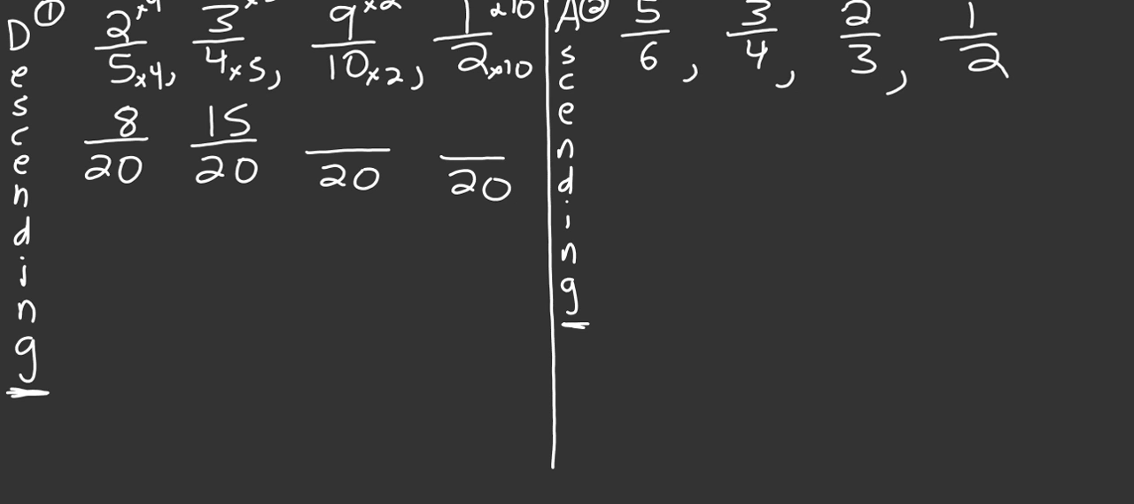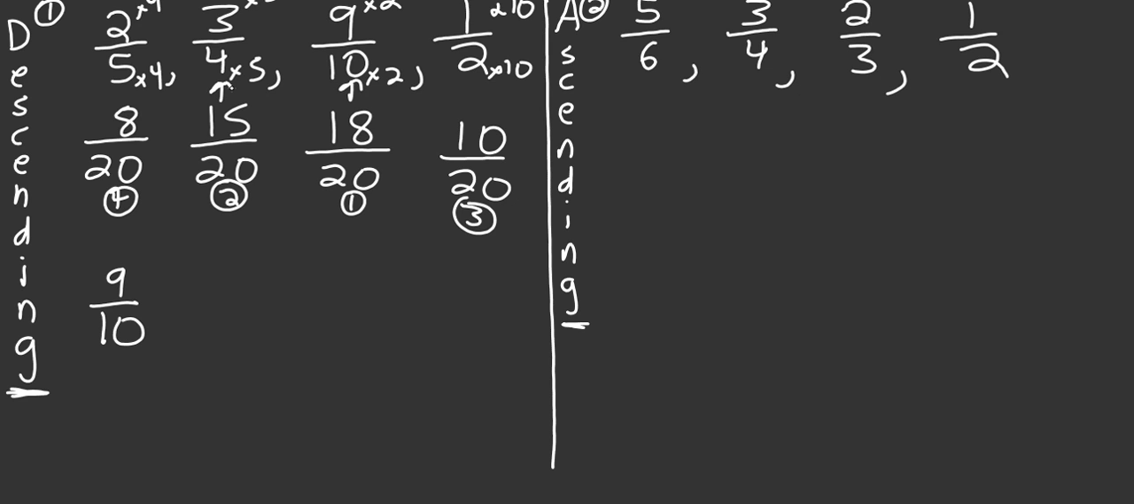3 times 5 gives me 15. 9 times 2 gives me 18. And 1 times 10 gives me 10. All right, so ordering them in descending order, so greatest to least, it goes 18, 15, 10, and 8. And so 18 was the highest, so that is 9/10. 15 is next with 3/4. 10/20 was 1/2, which leaves 2/5 as our last one.